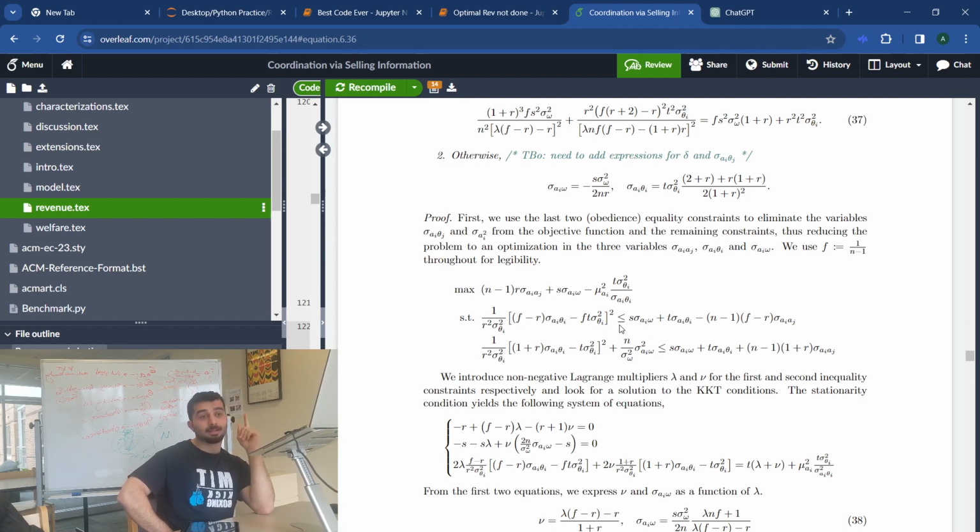The thing is that lambda cannot be zero. I have a problem with that. Lambda cannot be zero because if lambda is zero, it means that we are at an interior point of the ellipse. The first one is not binding, but we already checked it.